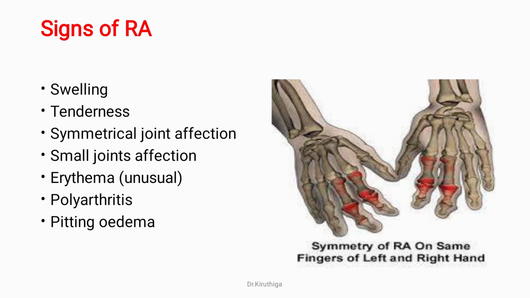Signs of rheumatoid arthritis. There will be swelling and tenderness in the affected joint, and it usually affects many joints at a time. There will be involvement of more than 3 joints, and the involvement will be bilateral. It is a symmetrical joint affection. And there will be pitting edema in the affected joint.